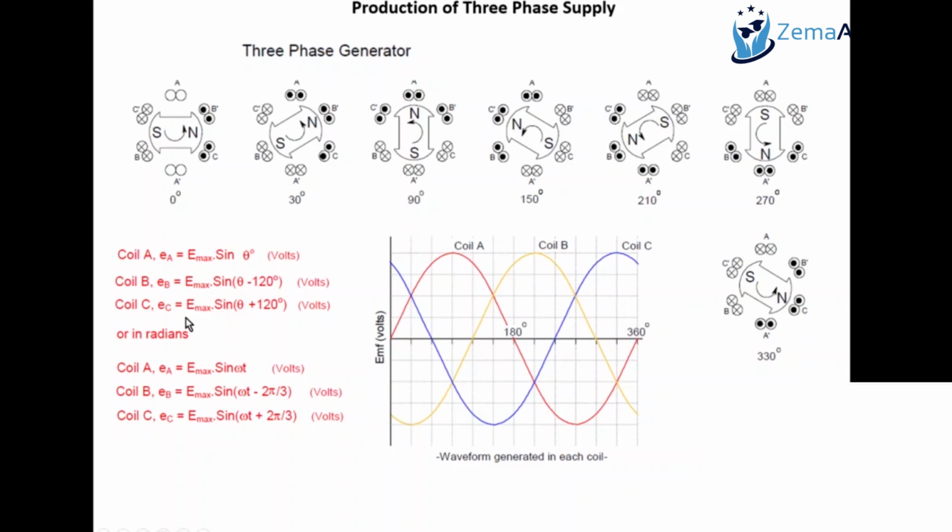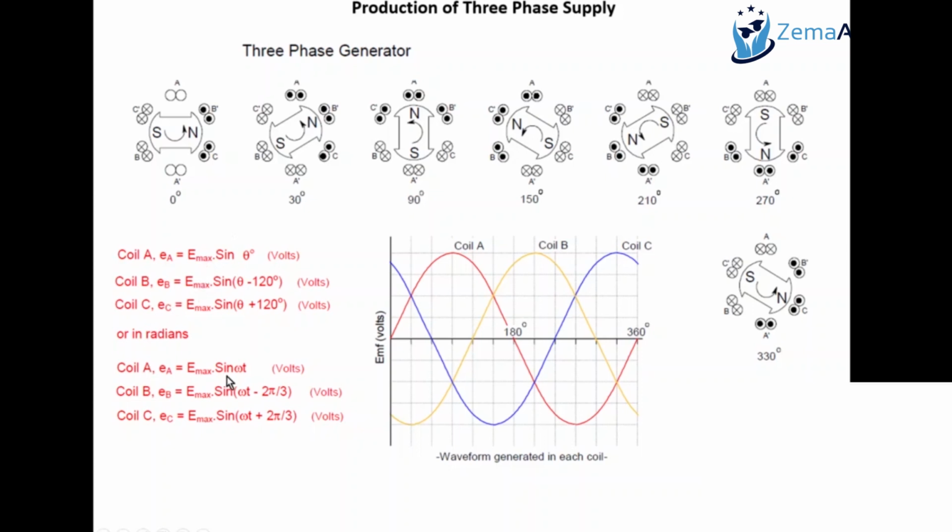Similarly, in coil C, you will have the maximum peak voltage times sine of theta plus 120 degree. All the same thing, minus 120, plus 120. So these are the mathematical equations in degrees. We are going to use these equations hopefully in degrees.